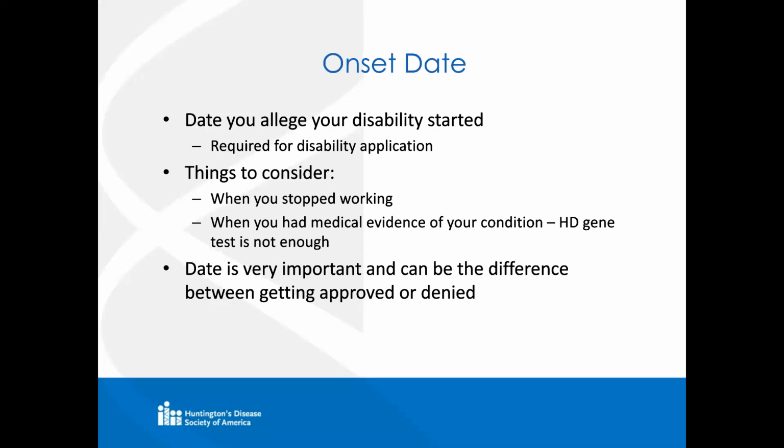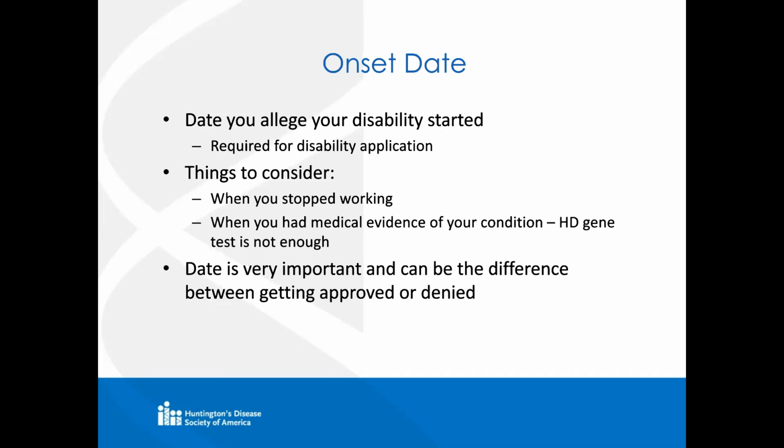It's also one of the most difficult parts of the application for a lot of people, and I get this question a lot. So what you want to consider when you're choosing the start date of your disability is when you stopped working and when you had enough medical evidence of your condition. With HD, you really need to be seeing a neurologist, or your PCP needs to have some information, and you have to be showing symptoms and limitations of your HD. Your HD gene test is not enough. If you're seeing a therapist or a psychiatrist, that can be really helpful in terms of HD. Or if you're seeing a physical or occupational therapist, that can also be really good evidence.